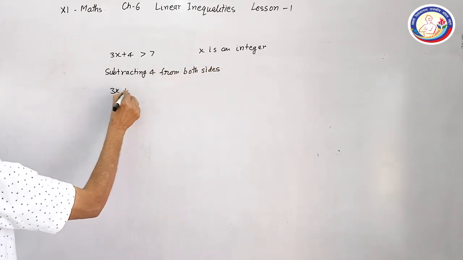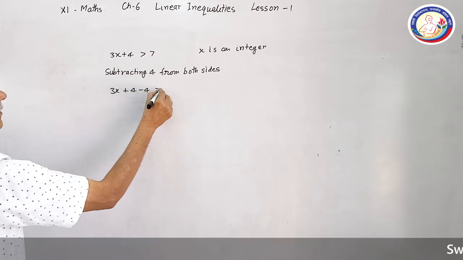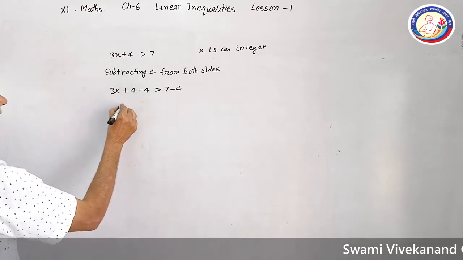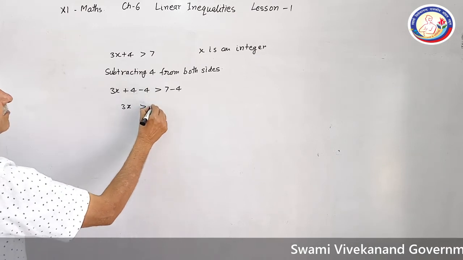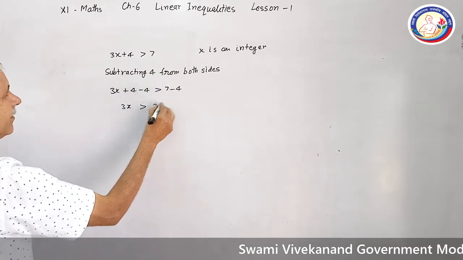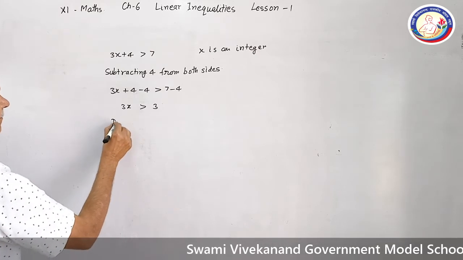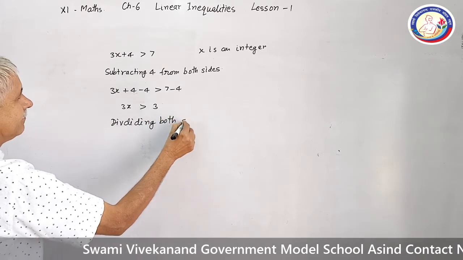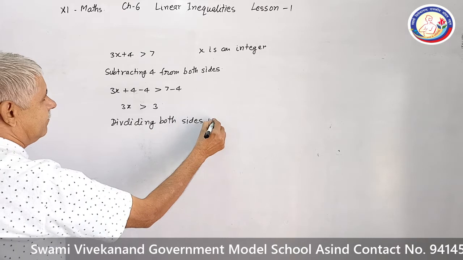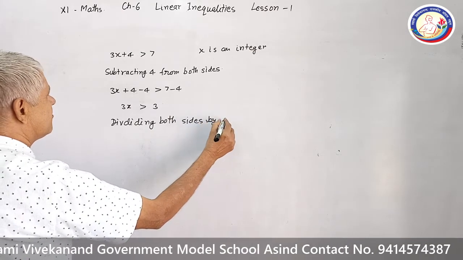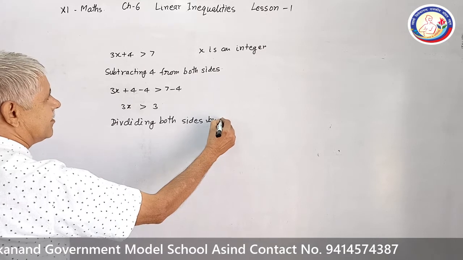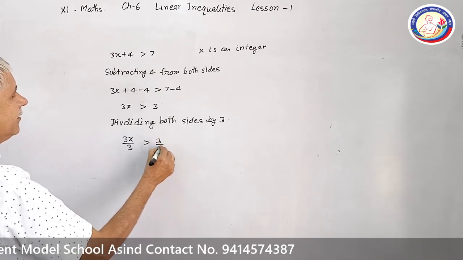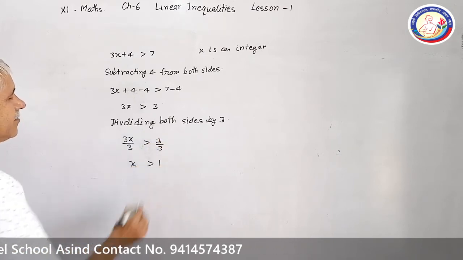Three x plus 4 minus 4 is greater than 7 minus 4. This will result in 3x is greater than 3. Now dividing both sides by 3: 3x upon 3 is greater than 3 by 3. That is, x is greater than 1.